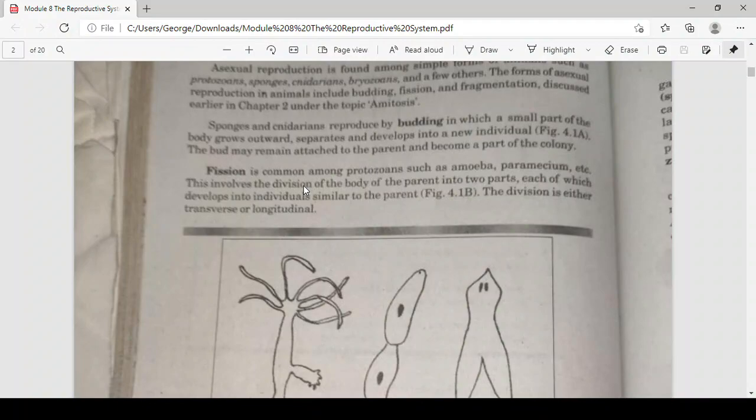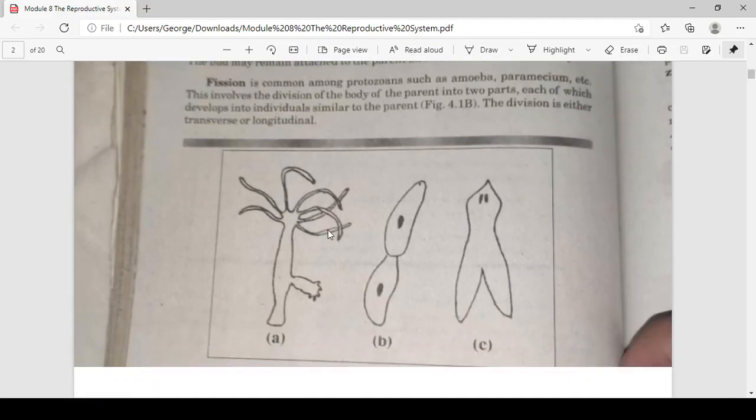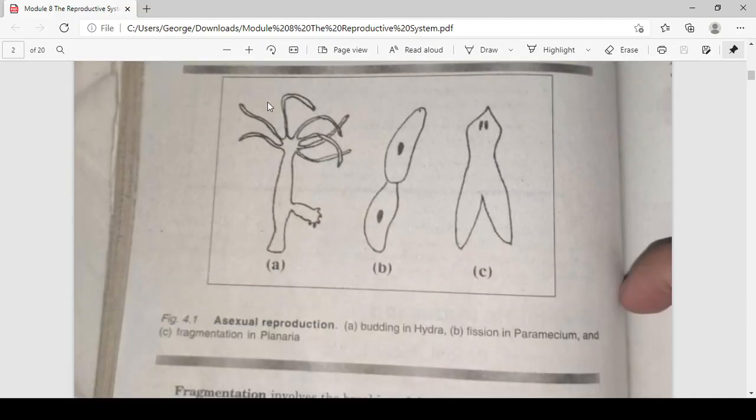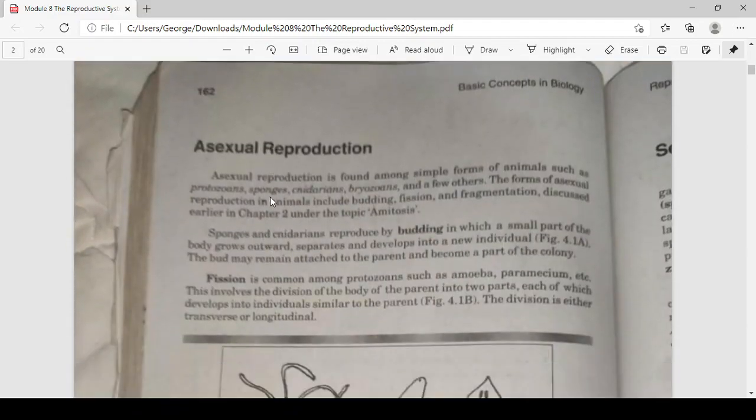Sponges, cnidarians reproduce by budding in which small parts of the body grow outwards, meaning ang small parts ng iya body nagapatubo, and develops into a new individual. After yung tubo, kids, ma-produce siya into a new individual. Look at your picture. Ang letter A nga that is your budding. Meaning, kids, pag bud yan na, nag-form siya ng new organism. The bud may remain attached to the parent and become a part of the colony.